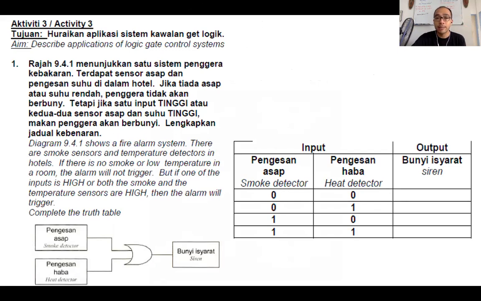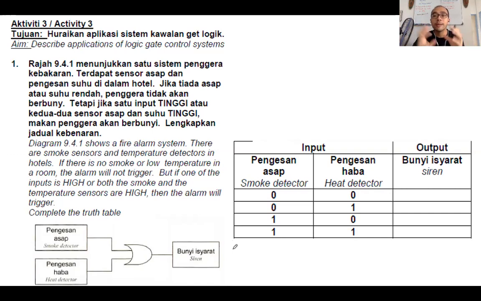If you have a fire alarm system, there are smoke sensors and temperature detectors lah, pengesan asap dan pengesan haba, atau pengesan suhu. So if there is no smoke or low temperature, the alarm will not trigger. Ini siren alarm lah. So kalau sini tiada, the alarm will not trigger. That's normal lah, kan? Because fire alarm system is mesti ada asap dan mesti panas, baru dia akan alarm. If there's just asap but it's not that panas, and your alarm is on, then it's very susah for you to cook lah kan.